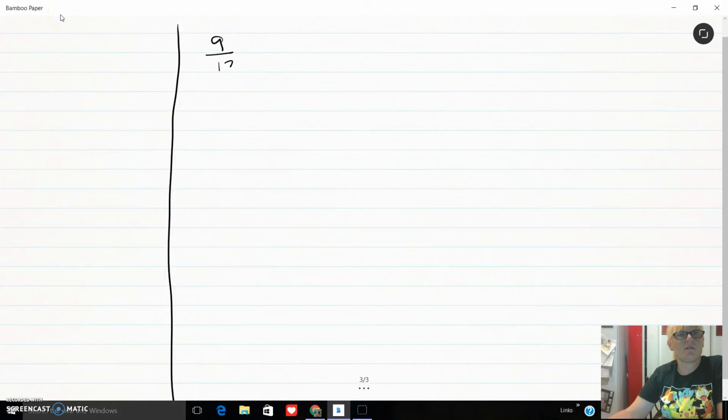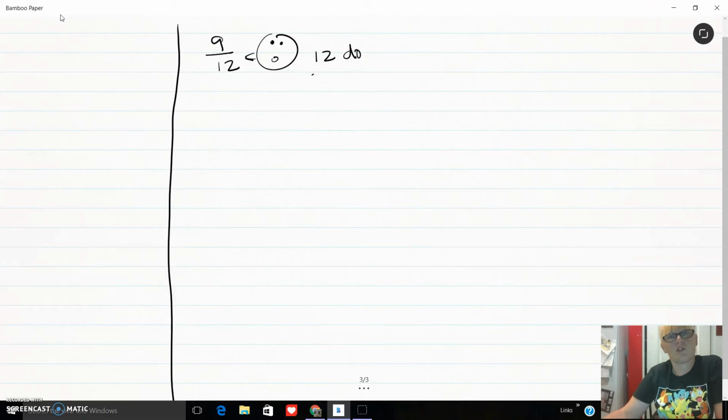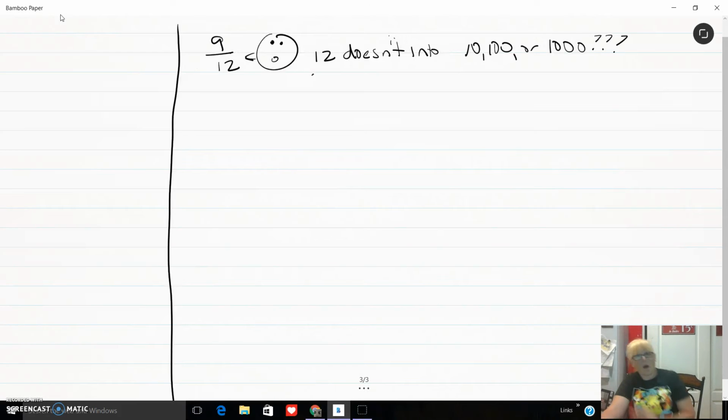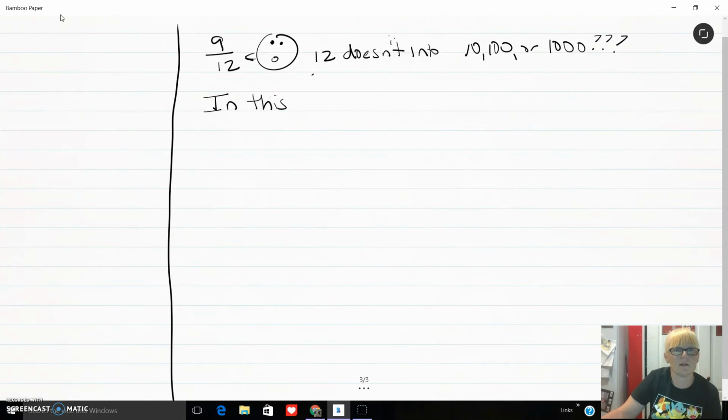Let's say I have 9/12. I'm going to draw another surprise face because I'm shocked. 12 doesn't go into 10, 100, or 1,000. Now what do I do? Well, I could divide this top and bottom by a number and then multiply it by a different number to try to get to 10, 100, or 1,000, but that's really kind of difficult and I don't like to do it that way. So I'm going to teach you the easier way and you should be fine.